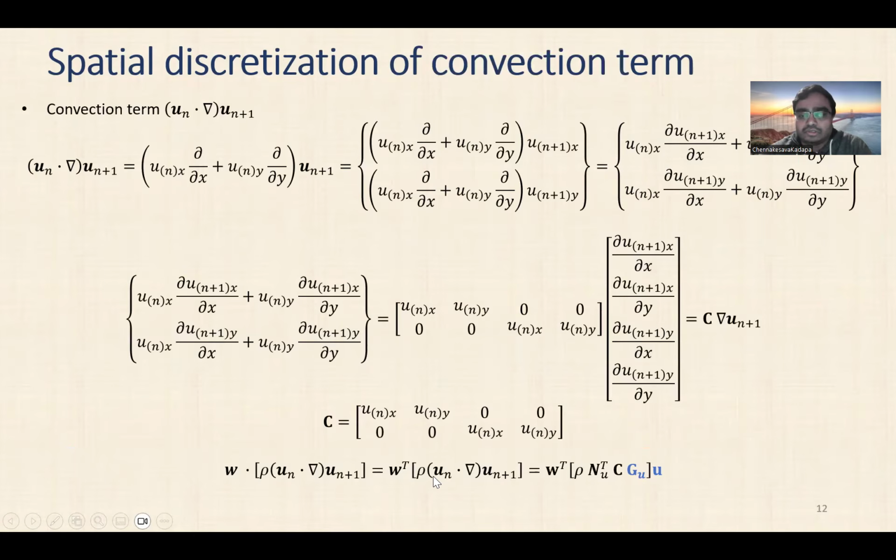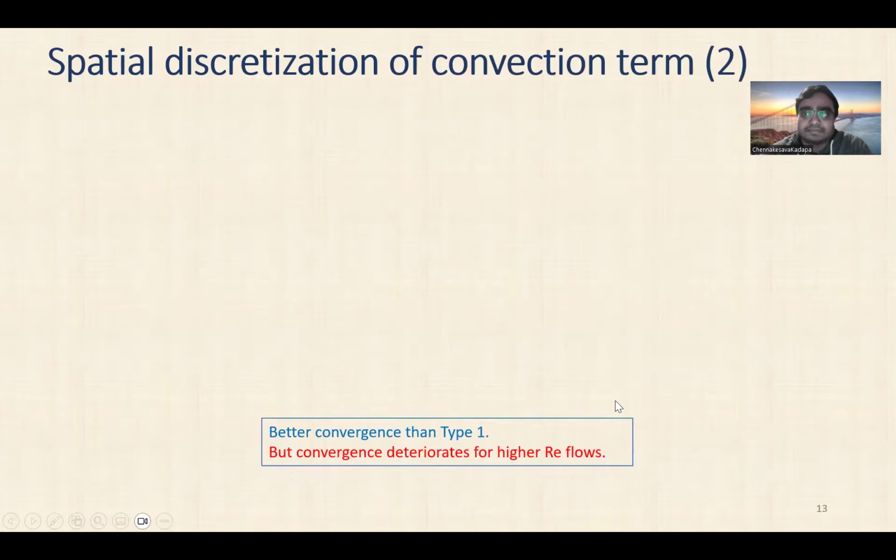So this W transpose, we get W transpose, N U transpose, and rho. So un dot del un plus 1, which is C del un plus 1, we get C GU u. This is the vector of degrees of freedom, and this is the gradient matrix. So for KUU, we get this extra term, rho NU transpose C GU, and we can derive a similar expression for this stabilization term.